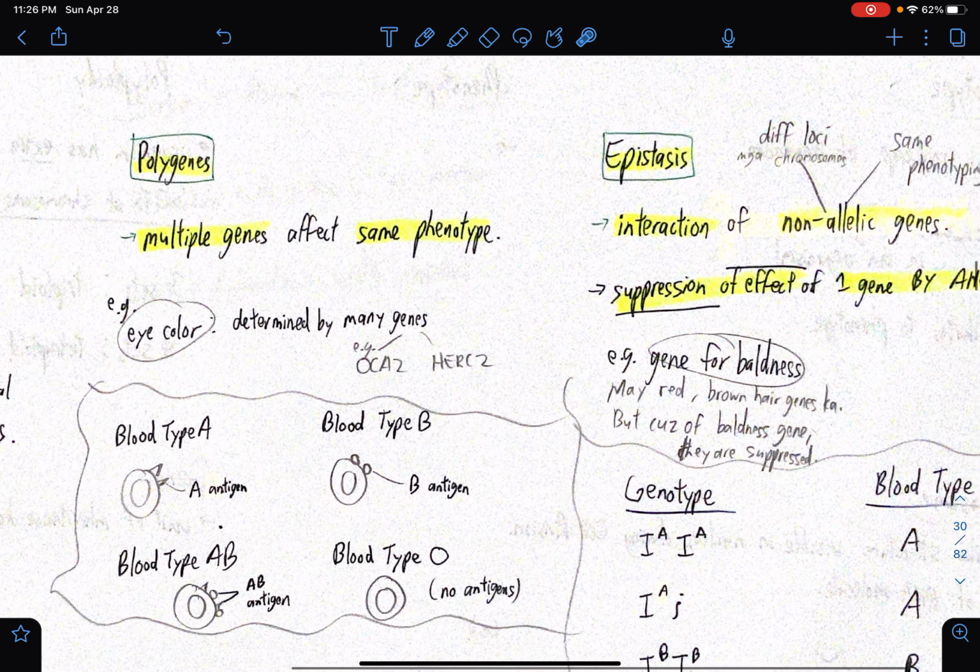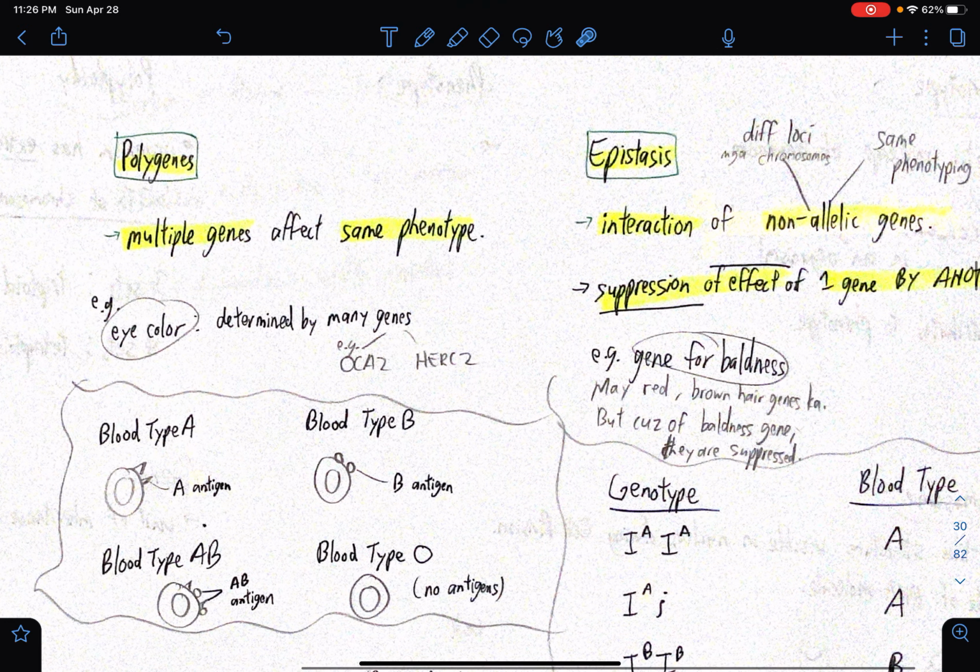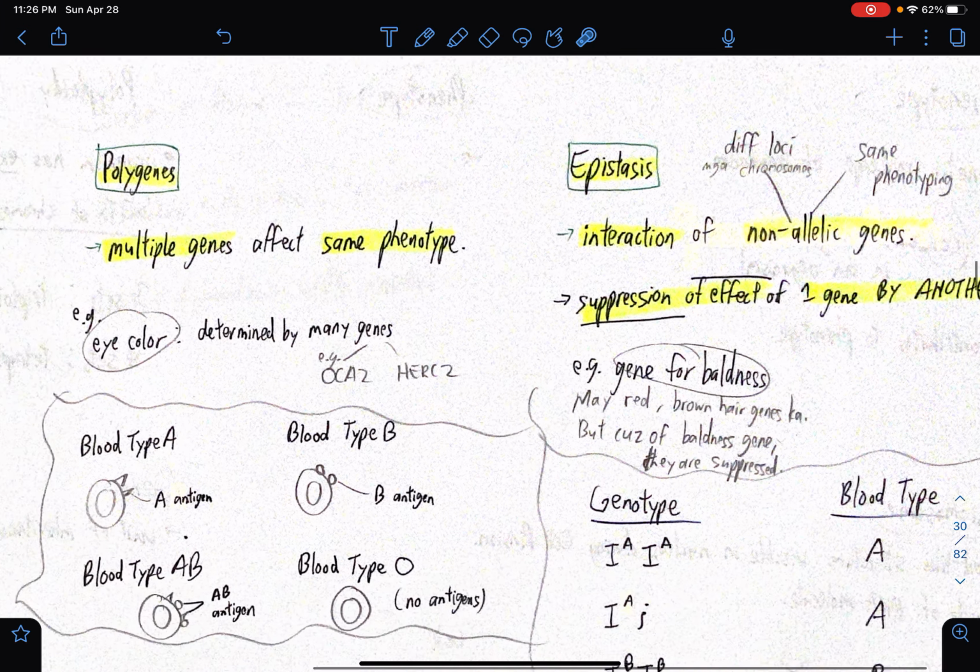So what is the meaning of polygenes? This is basically when multiple genes affect the same phenotype. An example for this is eye color. Eye color is determined by many genes, for example OCA2 and HERC2. You don't have to know these genes. But essentially, for a single eye color, many genes dictate what it is.